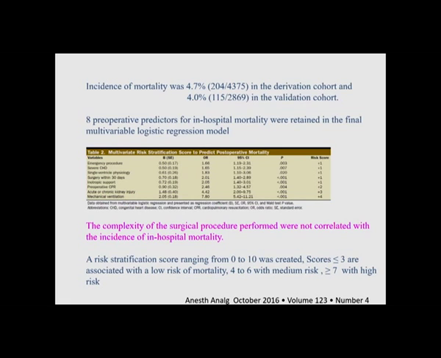And they used these 8 predictors to do their logistic regression model. And these 8 are emergency procedures, severe CHD, single ventricle physiology, surgery within 30 days prior to the procedure, inotropic support, preoperative CPR, acute or chronic kidney injury, and mechanical ventilation.